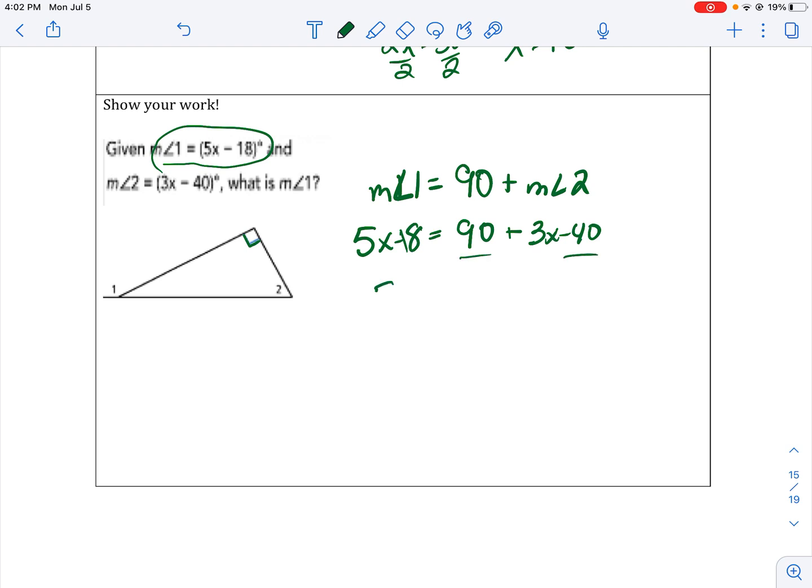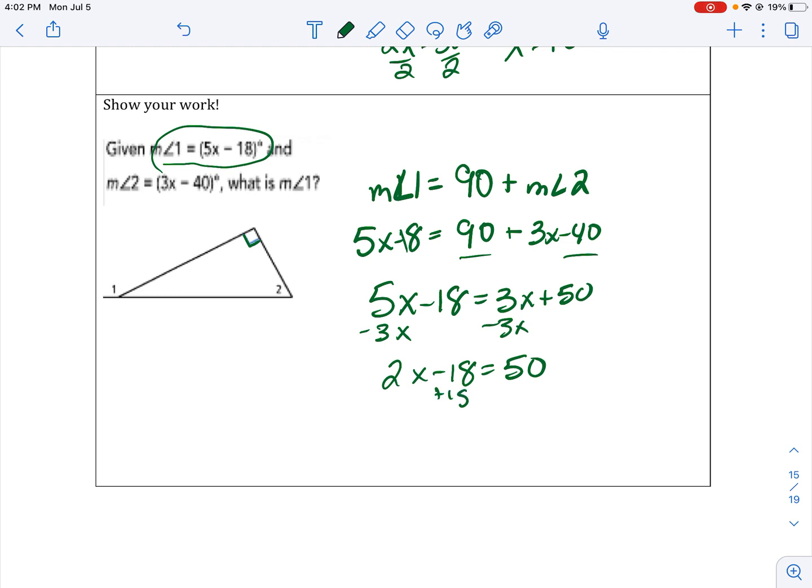I have like terms, so 5x minus 18 equals 3x plus 50. Again, we want to eliminate all our variables from one side of the equation. So now that I have all my variables on one side, I need to move or get rid of all my constants that are on the same side of my variable. And I have found my value of x.